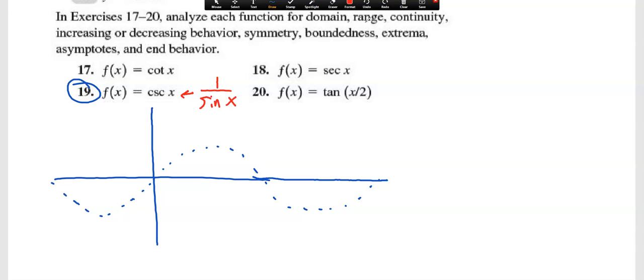I drew a dotted line for the sine function. Why do I need that dotted line? What am I looking for first when I graph these? Why do I need these locations? What does a 0 on a sine wave turn into on a cosecant function? Asymptotes.